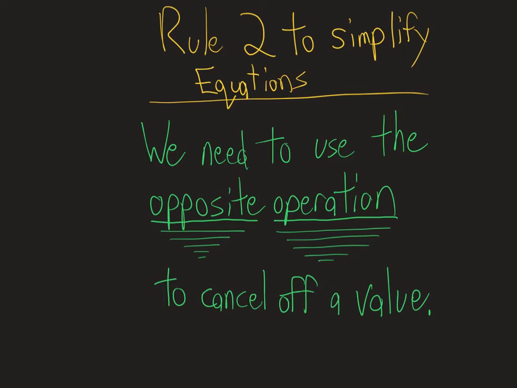And don't worry, there's only 2. These 2 rules are pretty much all you need to start solving equations. We need to use opposite operations to cancel off a value. Okay? When I say opposite operation, I'll even make that clear.